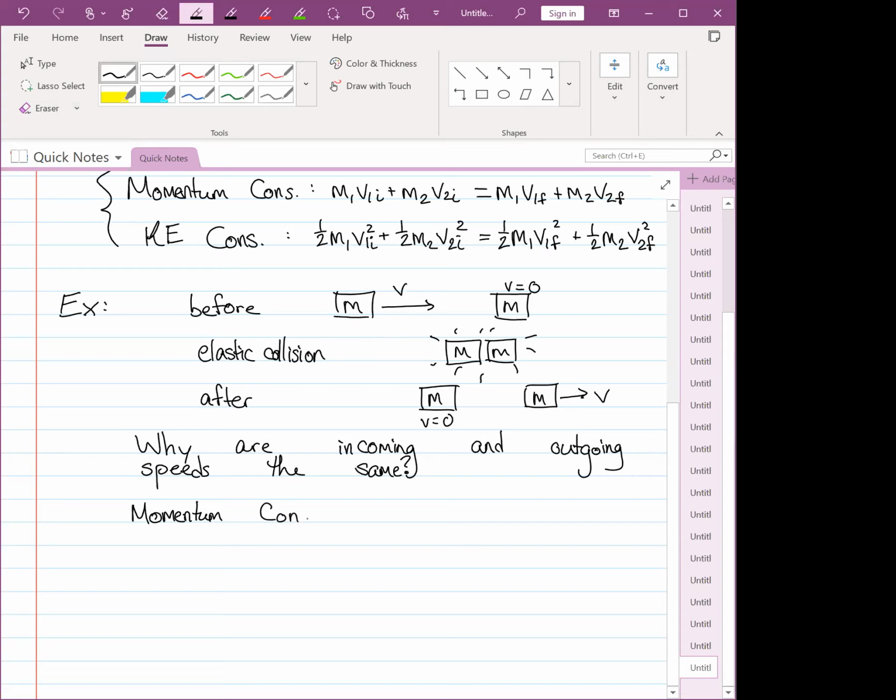Momentum conservation gives us that m, I'm just going to use v for the initial velocity, mv plus 0 equals mv1 plus mv2. That's the momentum conservation. And from this equation, we get that v is equal to v1 plus v2. v1, by the way, represents the final speed of the first block, and v2 represents the final speed of the second block. And we're going to show that one of them has to be 0.